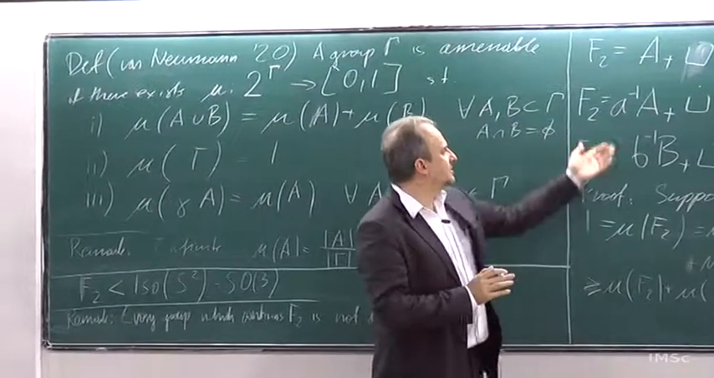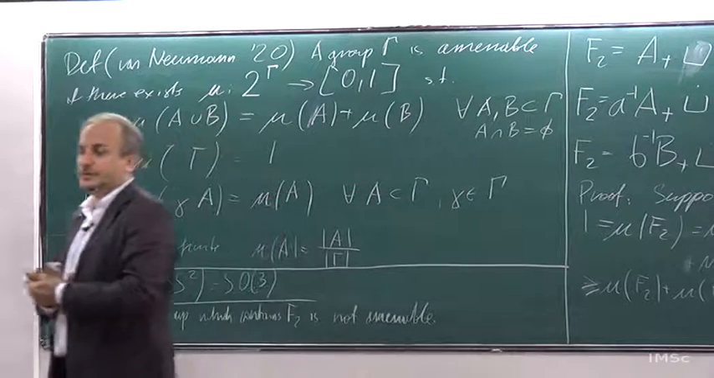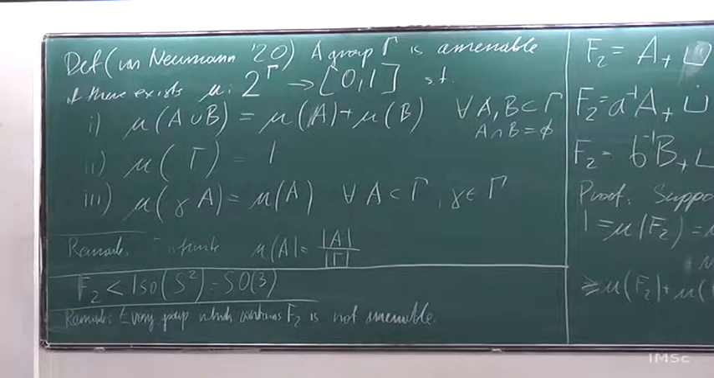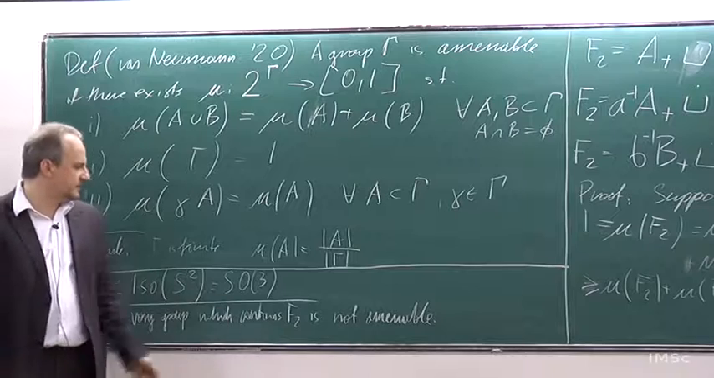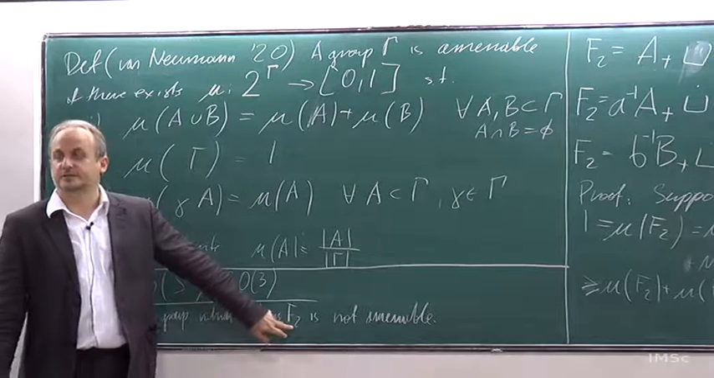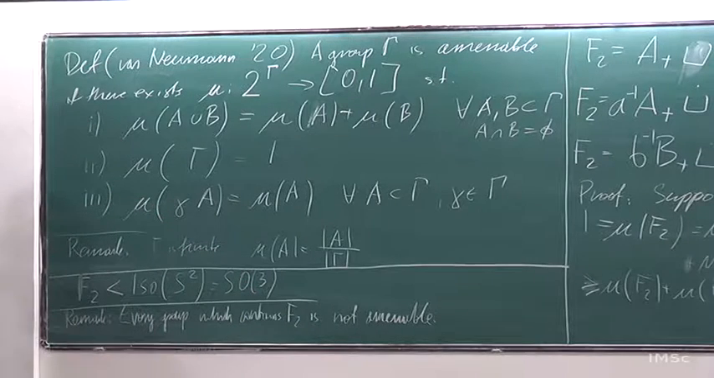However, it's not true that the minimal number of pieces should always be 4. It's 4 if and only if the group contains F2. And it's a very interesting question to ask whether there are other non-amenable groups which do not contain F2.